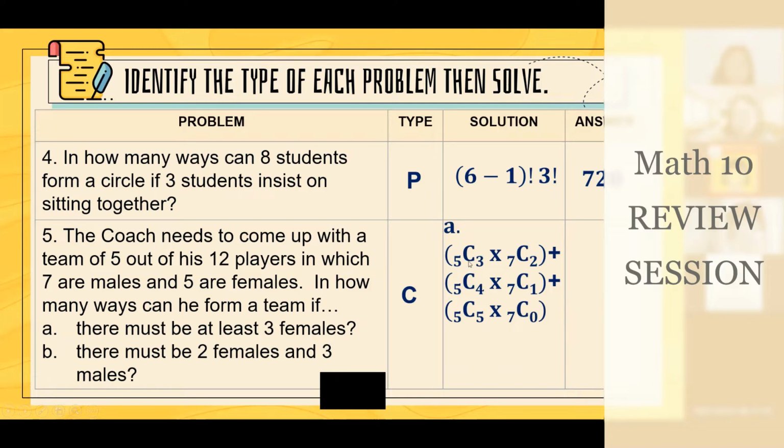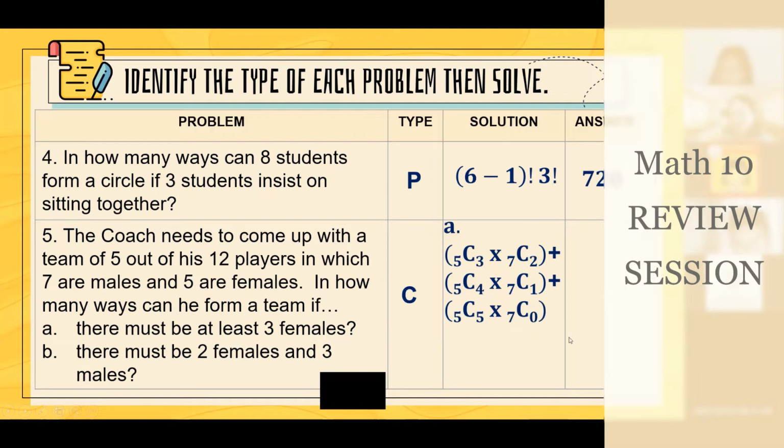So if you notice, 5 plus 7 is 12, the total number of players. Tapos 3 plus 2, 5, that is what is asked. That is the number of members of the team that the coach should come up with. Kaya 3 plus 2, see to it that when you add, 3 plus 2 is 5, 4 plus 1 is 5, 5 plus 0 is 5. And then when you add the numbers before the letter C, 5 plus 7 is 12 in all. So that's the format of how you will solve.